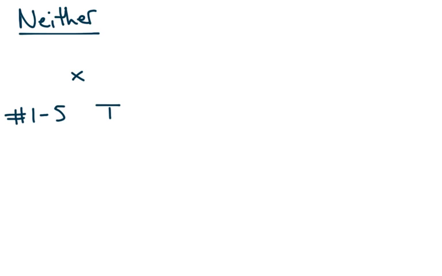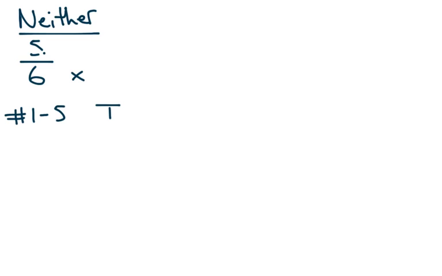So to get neither means we would have to get a 1 through a 5 on the die and a tails on the coin. Well, to get a 1 through a 5 on the die, there's 5 possible ways of doing that. We could get a 1, 2, 3, 4, or 5. Out of 6 possibilities on the die.